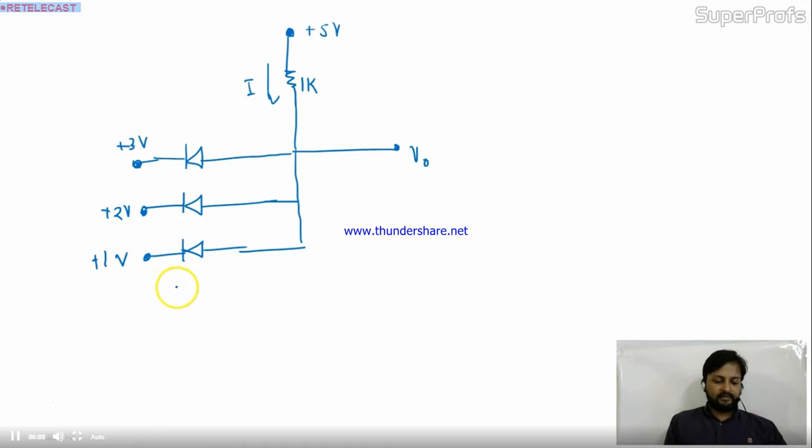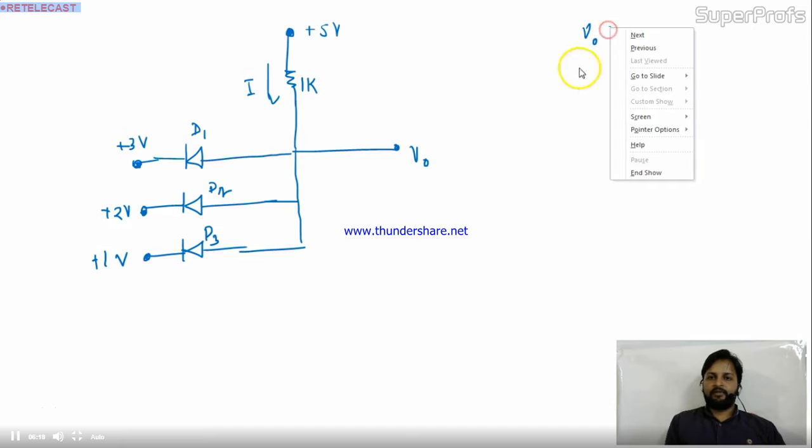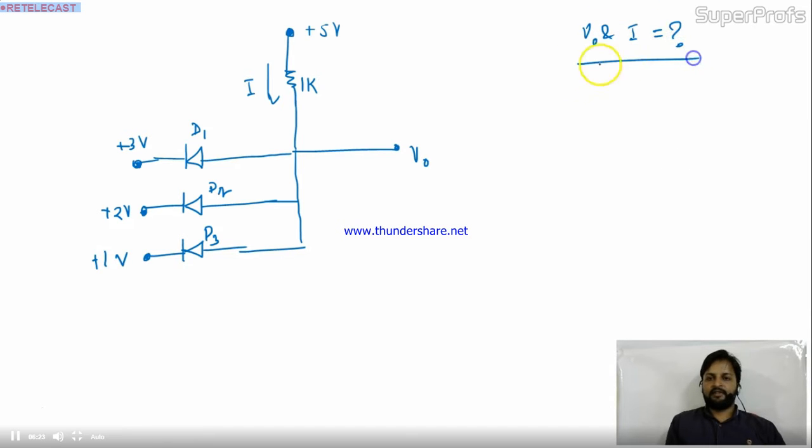This is the circuit given, and these 3 diodes are ideal diodes. Let's take it D1, D2 and D3. Now the question is find out V0 and I. This is your question.